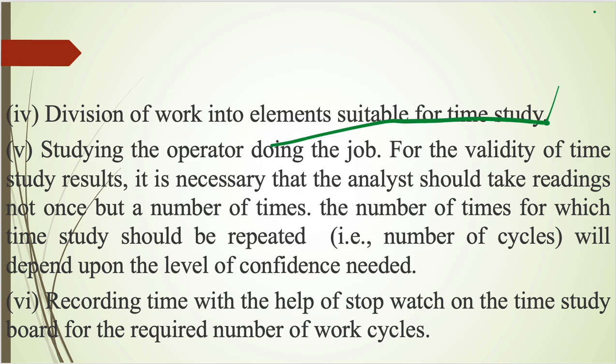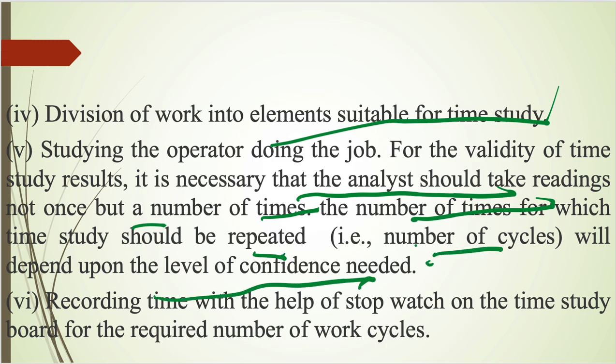The next step is studying the operator doing the job. For the validity of time study results, it is necessary that the analyst should take readings not once but a number of times. The number of times for which the time study should be repeated, that is, the number of cycles, will depend upon the level of confidence needed. So, the operator should also be studied about the job. The validity of results also depends on the type of job itself. Next is recording time with the help of a stopwatch on the time study board for the required number of work cycles. The recording of time with the stopwatch should also be checked to see that it is right or not.